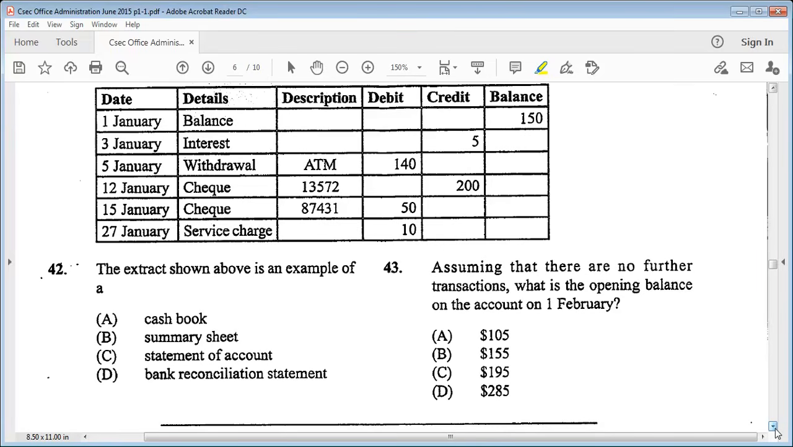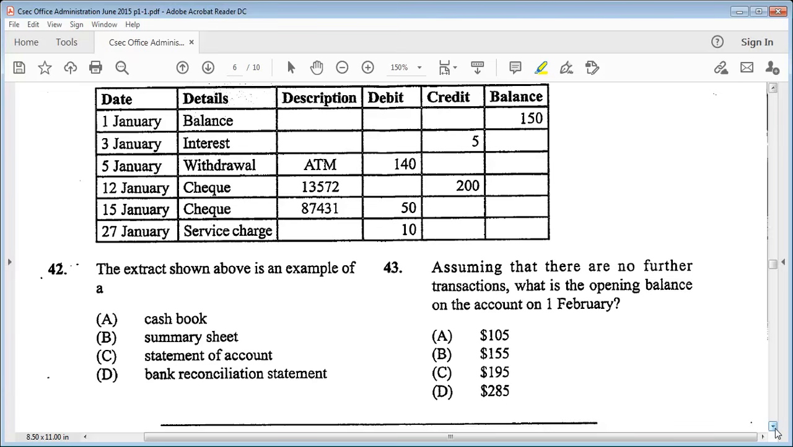Okay, here is what the question says in 42. The extract shown above is an example of A, cash book; B, summary sheet; C, statement of account; or D, bank reconciliation statement.